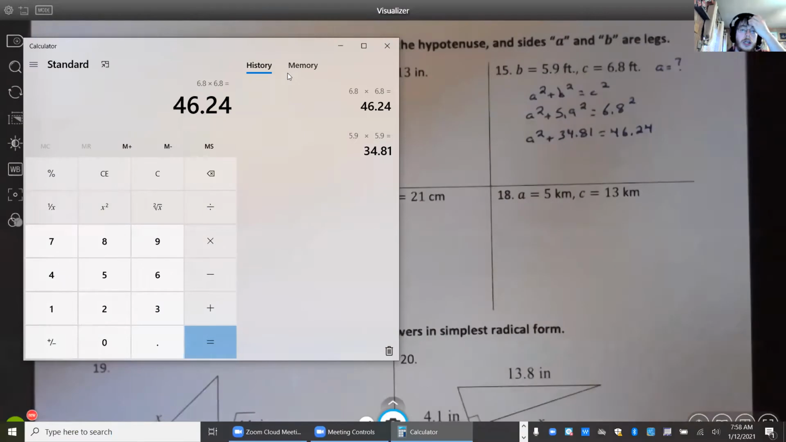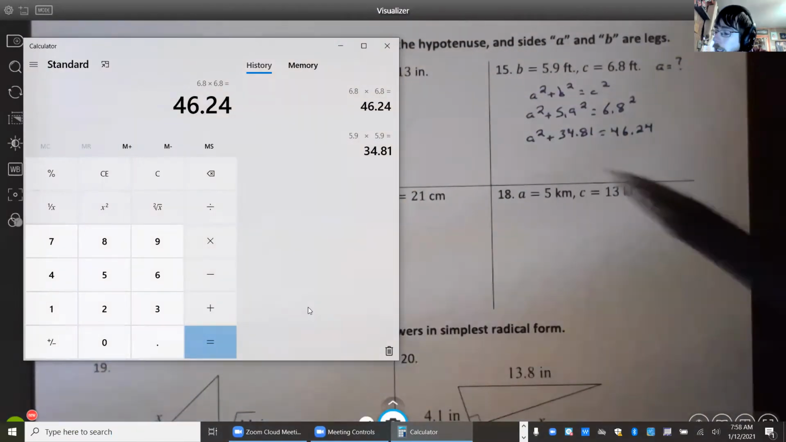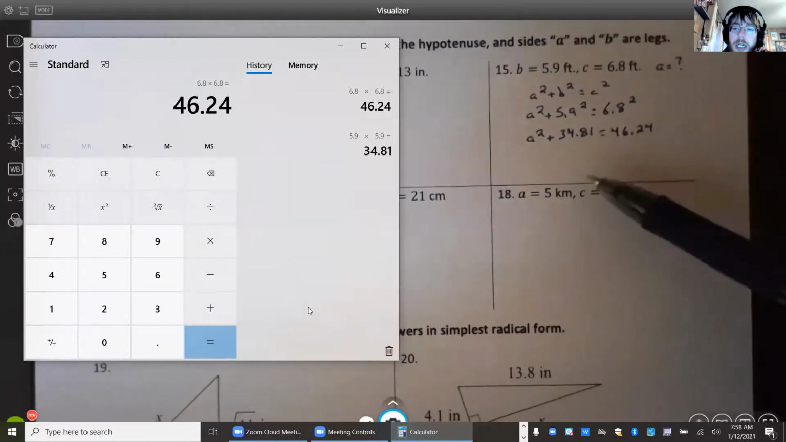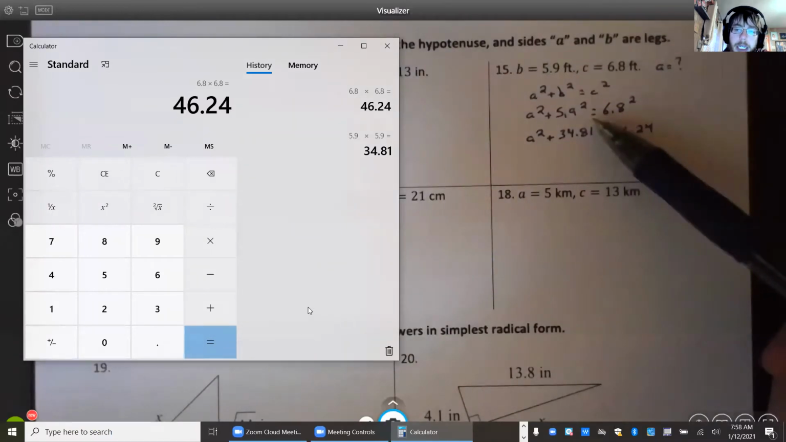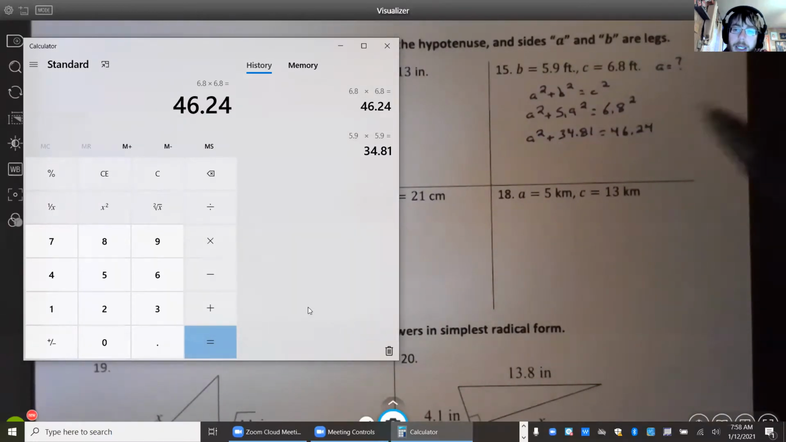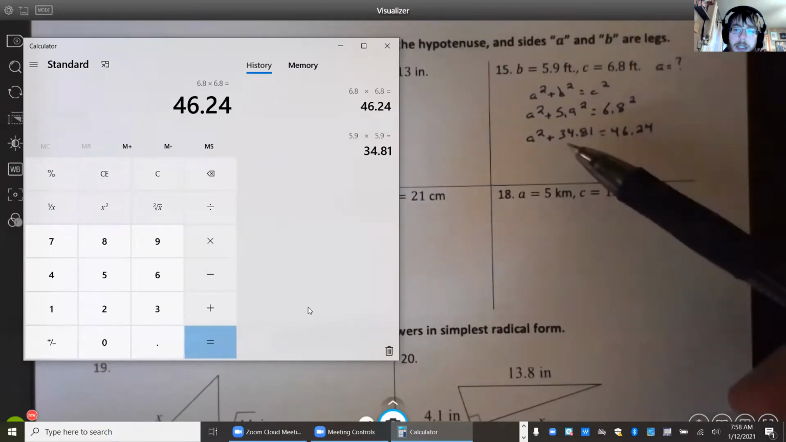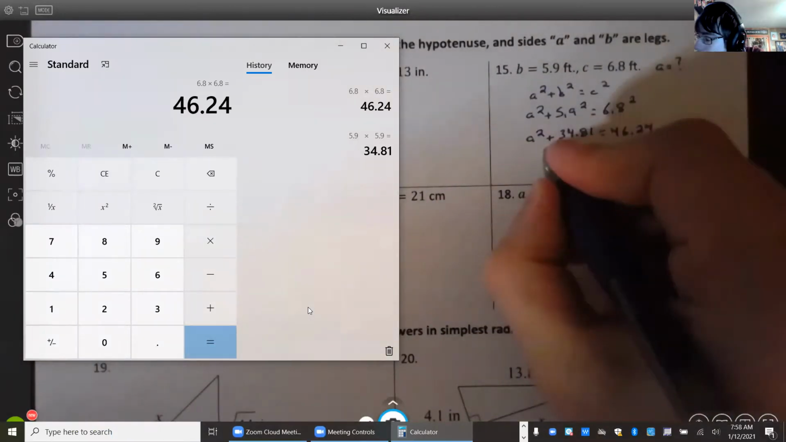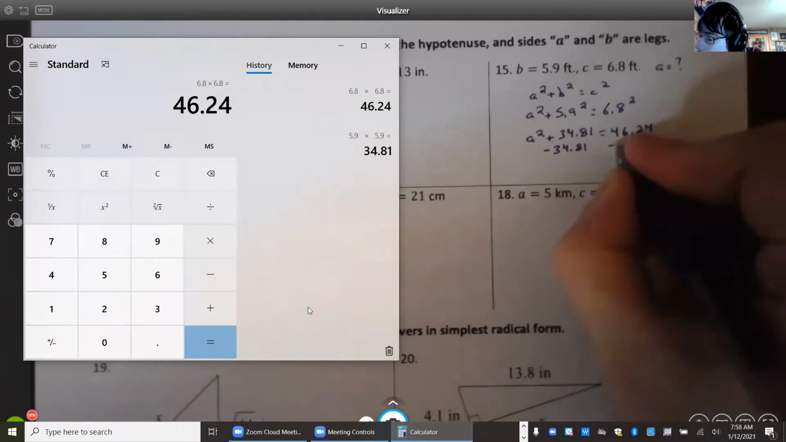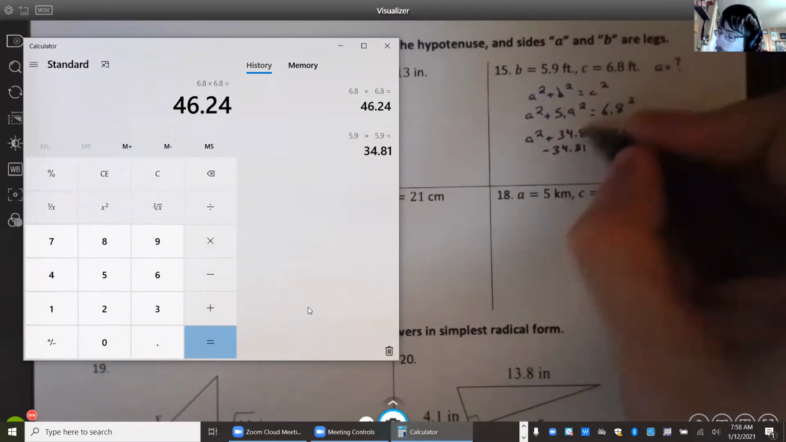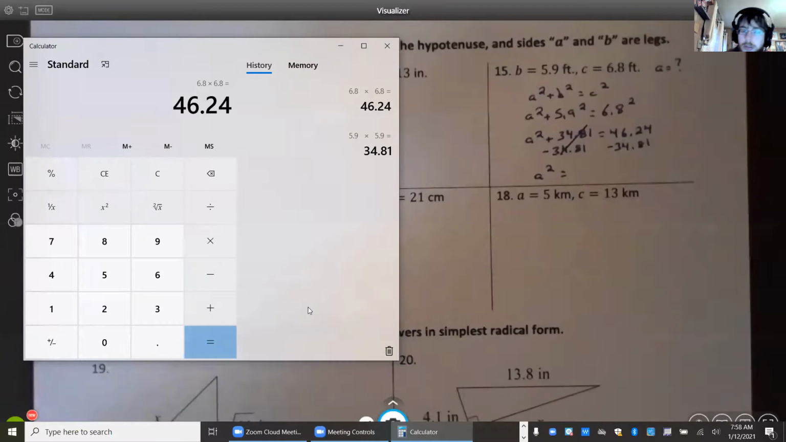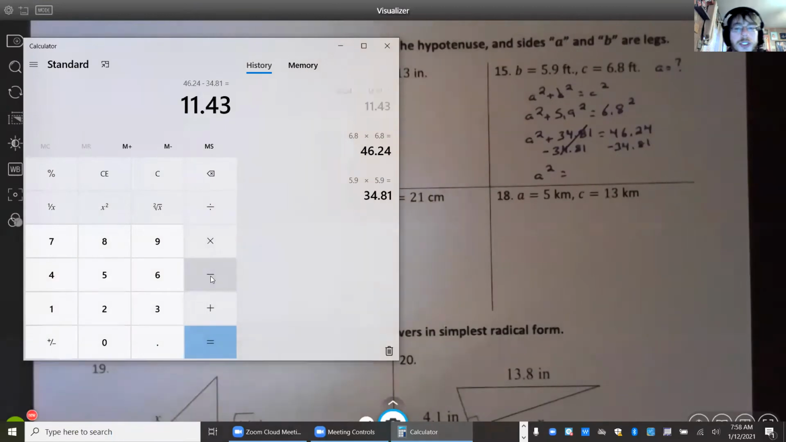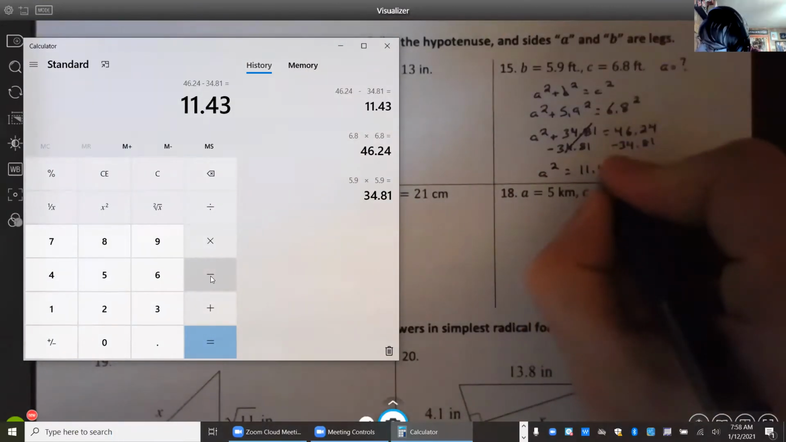Now in this problem, A squared and 34.81 are not like terms, and we want to get A squared by itself. The only way to do that is by getting rid of this 34.81. Since we're adding it on this side, to get rid of it we do the opposite, so we need to subtract it. And what we do to one side, we have to do to the other. These 34.81s cancel, and we get A squared equals 46.24 minus 34.81, which is 11.43.